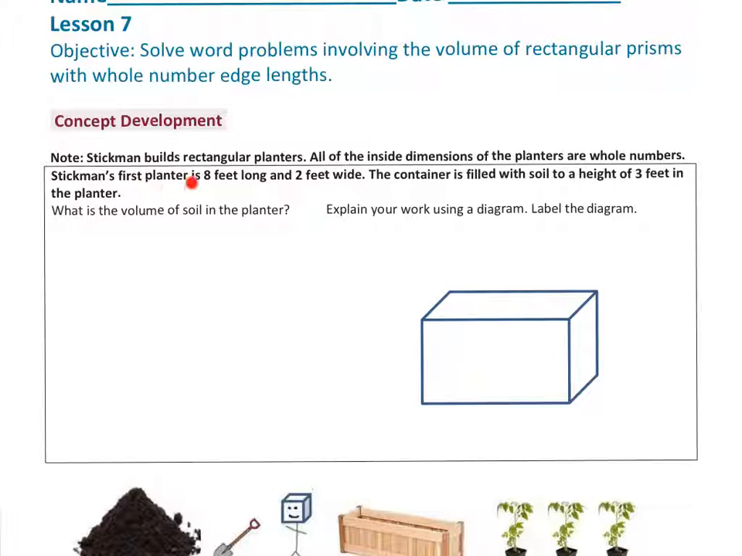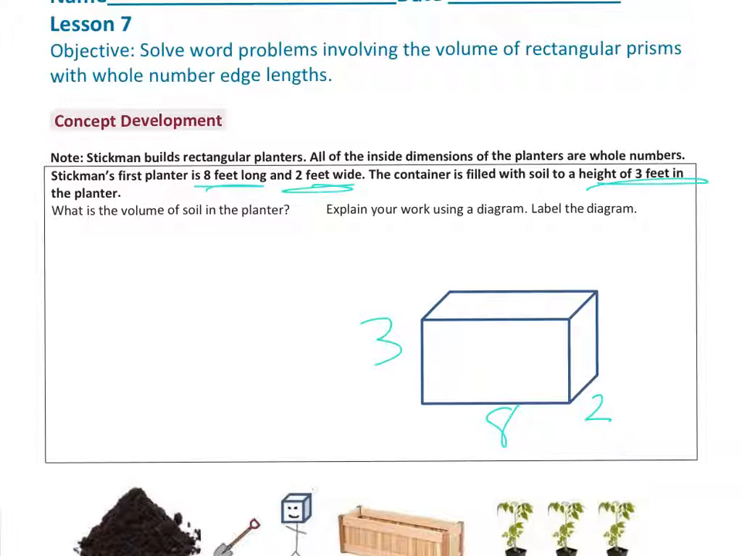So Stickman's first planter is 8 feet long and 2 feet wide. The container is filled with soil to a height of 3 feet in the planter. So let's stop and label. So we got all of the dimensions for our rectangular prism. We got the length, 8 feet long, the width, 2 feet wide, and filled to a height of 3 feet. Cool, so height of 3 feet, 8 feet long, 2 feet wide, awesome.